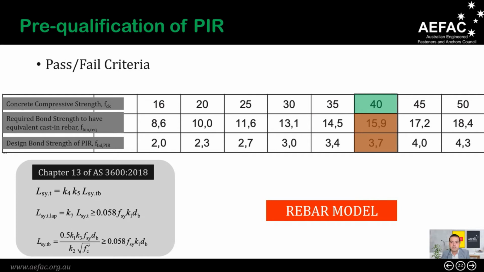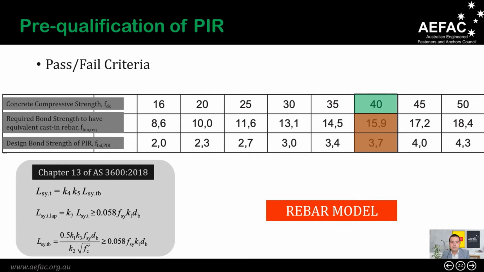So this is kind of a pass-fail criterion. To explain this, I took a screenshot from one of the tables given in the EAD, and it has three rows. FCK is the nominal cylinder compressive strength of concrete. The second one, FBMREQ, is the required bond resistance for post-install reinforcing bar for assessment as equivalent to cast-in rebar. And finally, FBDPIR is the design value of bond strength of a post-install reinforcing bar system. So this FBDPIR, the last row, is reported in pre-qualification reports such as the ETA.